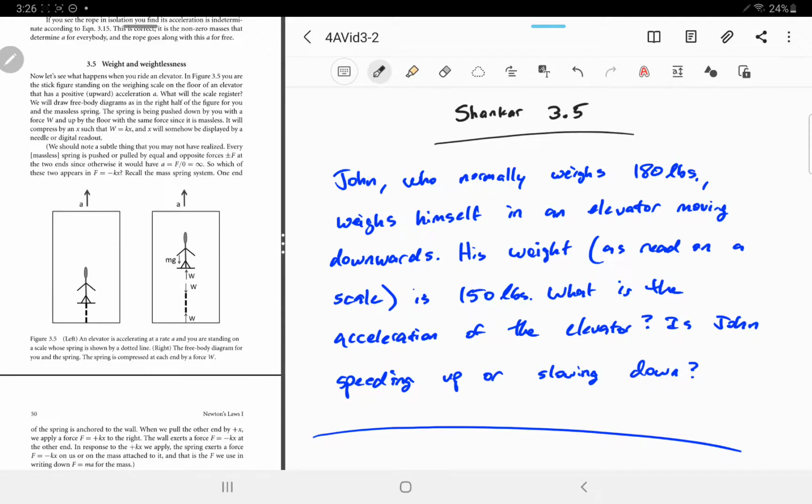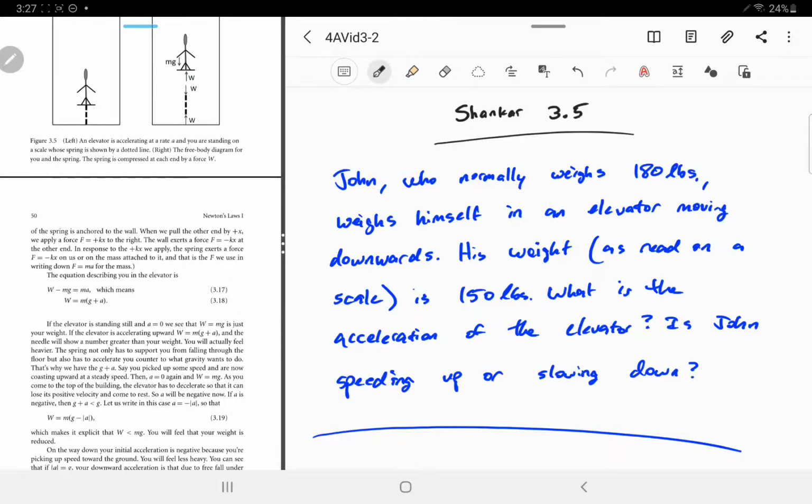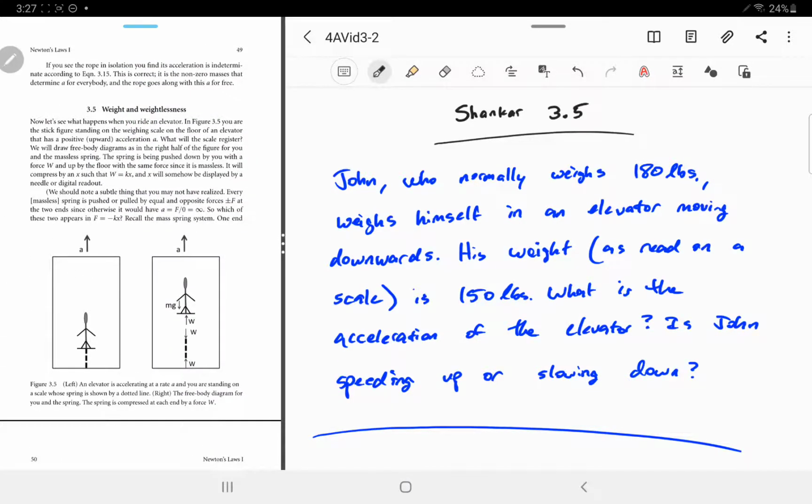All right, welcome to the video on weight. This section in Shankar deals with a very specific problem, which is basically the same as our example problem right here. But before we talk about this one in particular, I just want to mention a few facts about weight and the normal force, just because they're going to be so important in using Newton's laws.